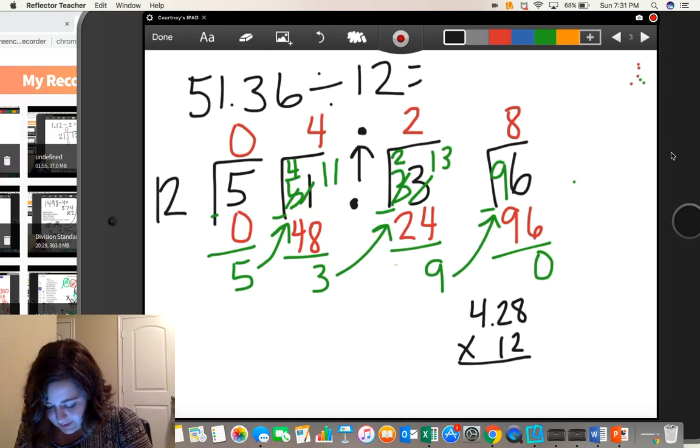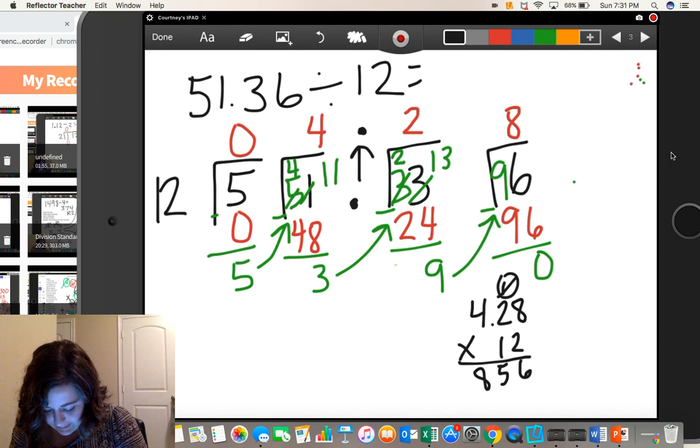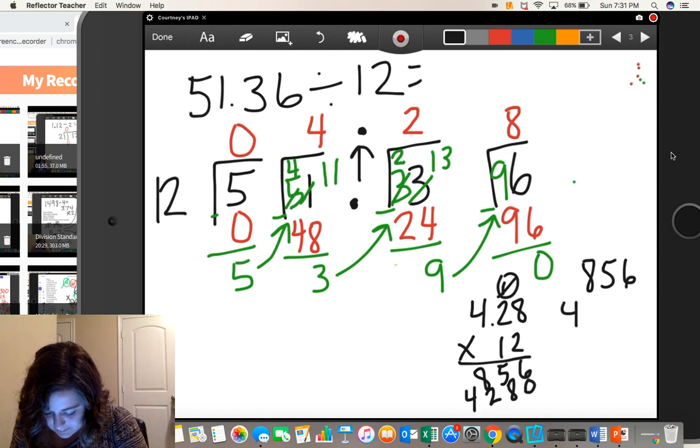2 times 8 is 16. 2 times 2 is 4, plus 1 is 5. 2 times 4 is 8. We're on my second row, so I gotta add a 0. 8 times 1 is 8. 2 times 1 is 2. 1 times 4 is 4. If I add those two rows together, I'm gonna give myself some more room, so I'm gonna add up here.